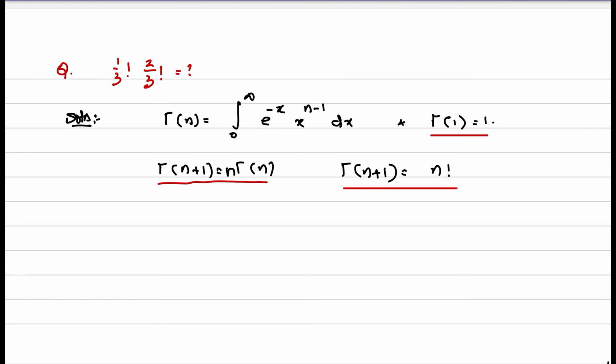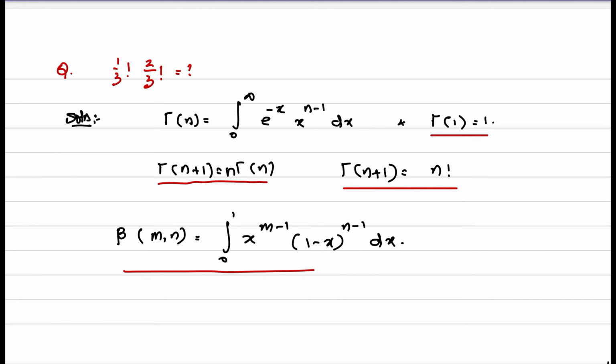Now, let us define the beta function. Let the beta function be defined as beta mn equal to the integral from 0 to 1 of x to the power of m minus 1 into 1 minus x to the power of n minus 1 dx. This is the definition of the beta function.